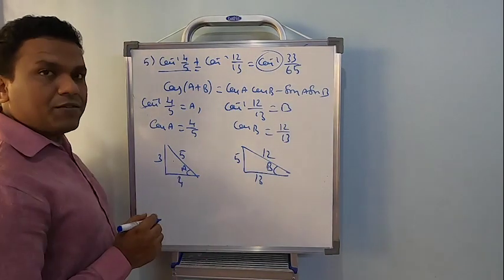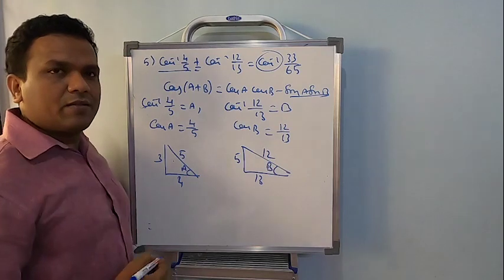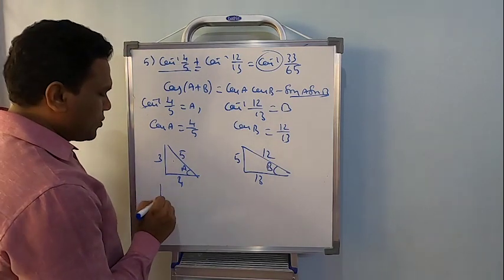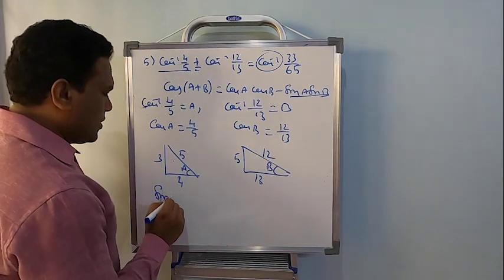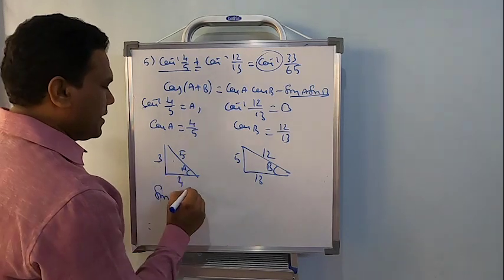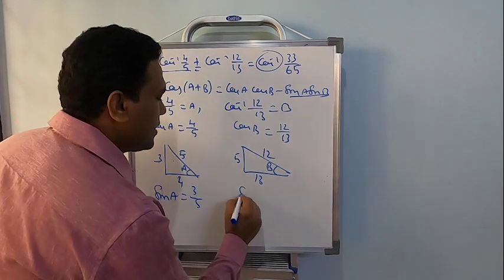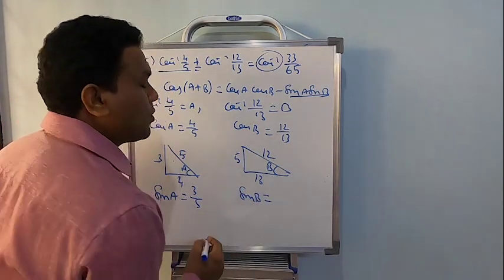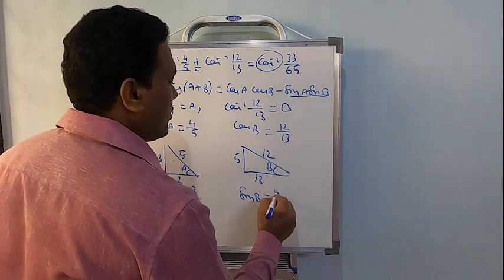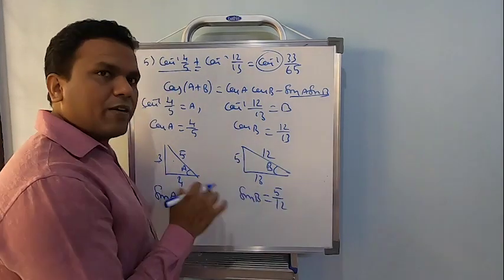From this find the value of sin A, because these are the two signs which are unknown to us, right? So the value of sin A will be opposite by hypotenuse, 3 by 5. And from this, sin B value will be 5 by 13. This is one method of finding sin A, sin B.